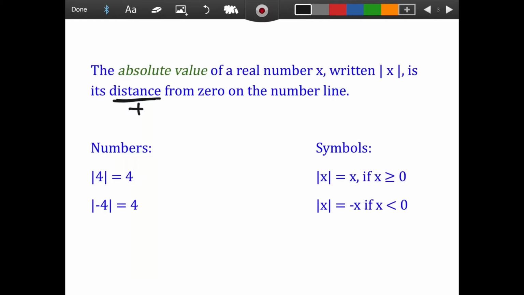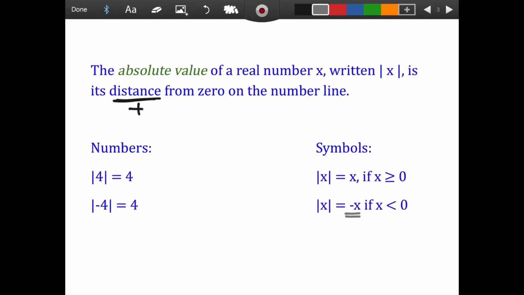If we're talking about it in symbols, the absolute value of x is equal to x if x is greater than or equal to 0. And the absolute value of x equals negative x if x is less than 0. So again, when we're talking about absolute value, our solution is always going to be positive.